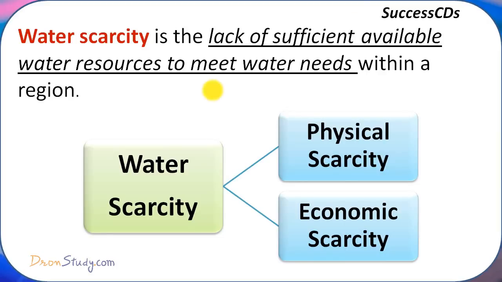Water scarcity is lack of sufficient available water resources to meet water needs. Lack of sufficient available water resources. That means the water which is required by the people should be available to them. If that much water is not available, that means the water is scarce. जितनी जरूरत है उससे कम होना पानी का water scarcity कहलाता है. Water scarcity is of two types: physical water scarcity and economic water scarcity. Let's see what these scarcities are.